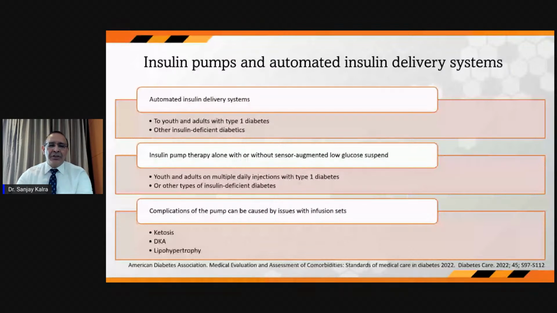Not only that, there can be issues with the infusion pump. The infusion pump can get kinked or blocked. So therefore, ketosis can occur. Lipohypertrophy can occur with the insulin pump as well. How does this occur? With most insulin pumps, the recommendation is that you change the site every 3 days, every 72 hours. But if you don't change it, and continue with the same consumable for 5 or 6 days, maybe with the thought process that you want to save money, you will end up getting lipohypertrophy there as well.